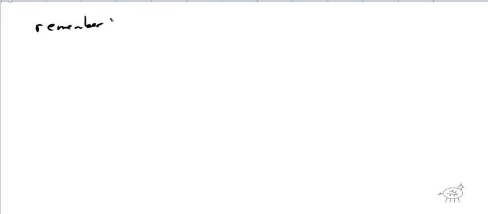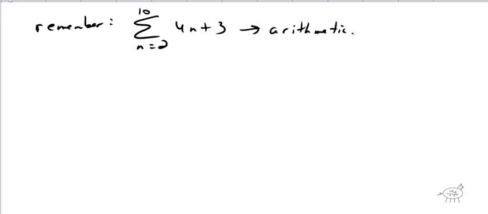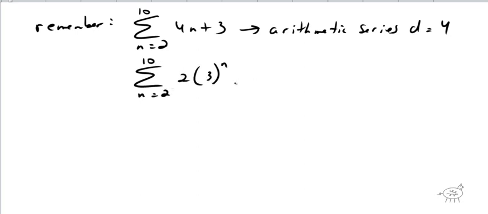So let's remember a few different sigma notations here. So you go, n goes from 2 to 10 of 4n plus 3. What is that? You guys should remember that's an arithmetic series, where in that case d is 4, right? Okay, then we have n goes from 2 to 10 of 2 and then 3 to the n power. And again, you guys should remember this is a geometric series where r is that number that's being raised to the power. So r is 3.